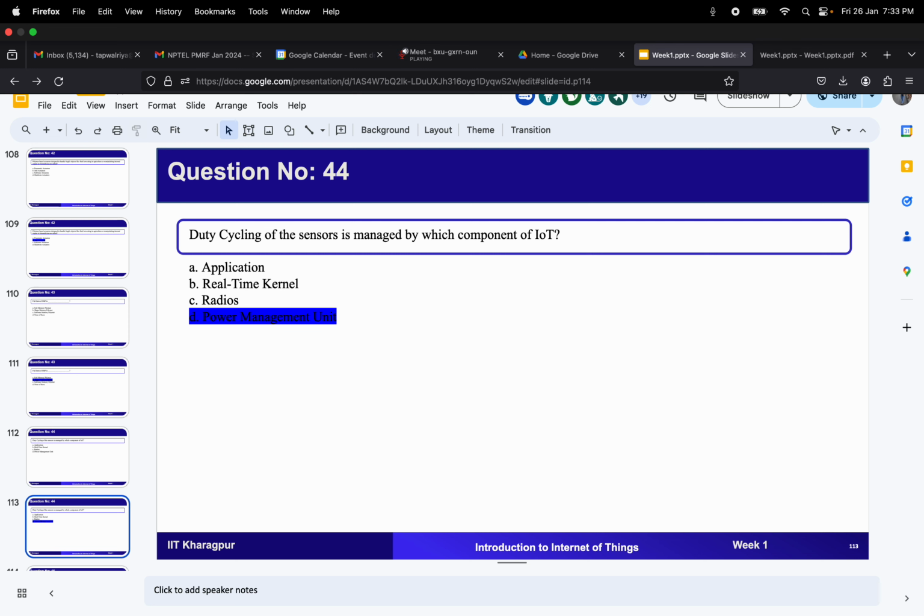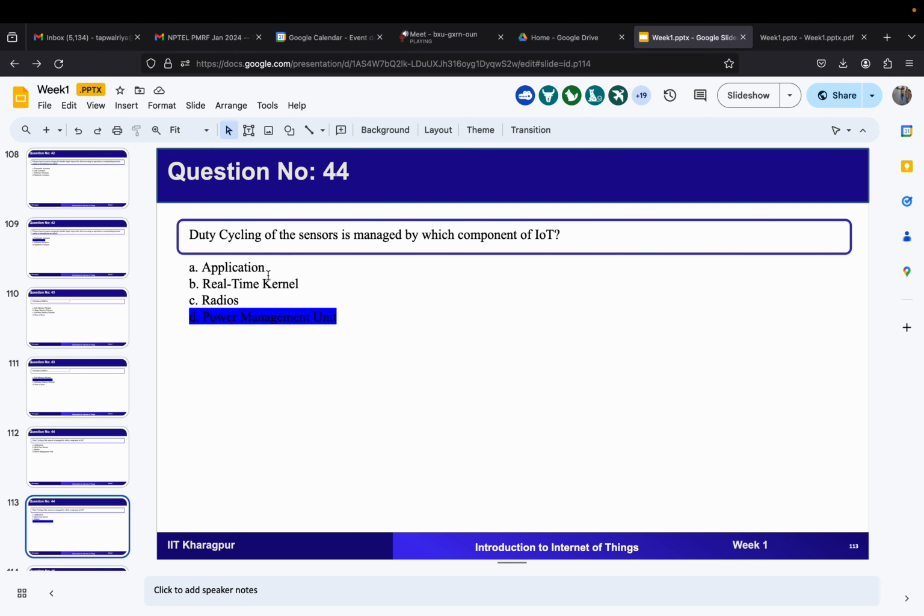So duty cycling means the set time interval for which a particular set of sensors will remain active. For example, one set will remain active for the first 20 minutes, and then the next set will remain active for the next 20 minutes. So duty cycle is the time for which your sensors are going to be active. Now can anyone tell me which component manages duty cycling? It is basically managing when they will be active, so it should be managed by the power management unit. Right, power management unit is correct.